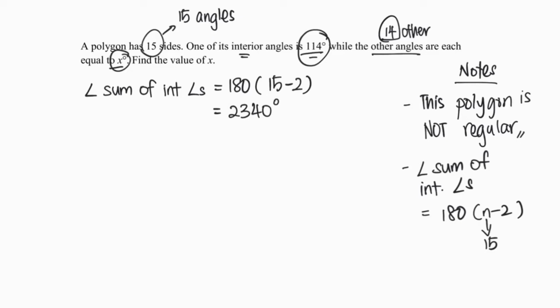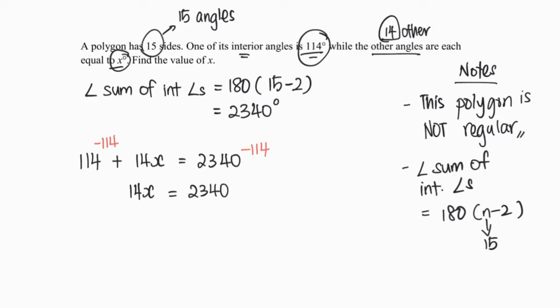And the total interior angle, I have at first 114, and the other angles, 14 times x, equals 2340. So 14x is equal to 2340, I'm going to take note, minus 114 on both sides. That's why you will see my working, I will have a minus 114 here.